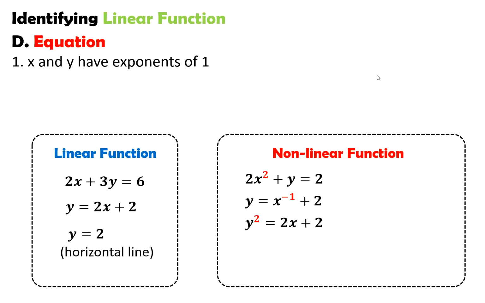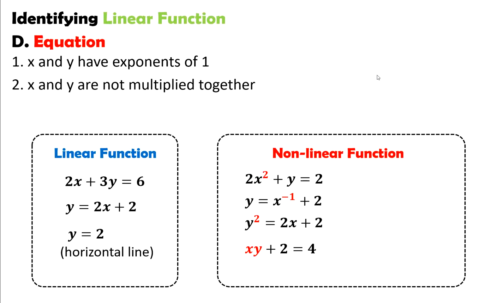Okay? Next. Number 2, x and y are not multiplied together. Ang example nito, x times y, or xy rather, plus 2 is equal to 4. So, hindi po pwede. So, ito ay non-linear function. Okay? So, kapag nakakita ka naman na ang given ay x is equal to 5, ito ay a non-linear function. Bakit? Kasi ang line nito ay vertical line, which is not a function.